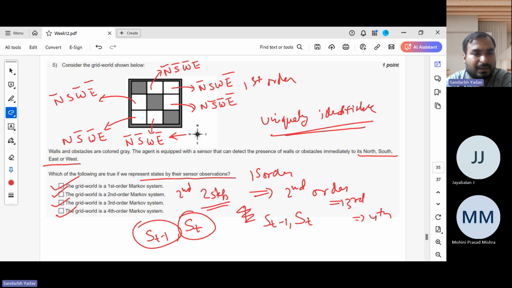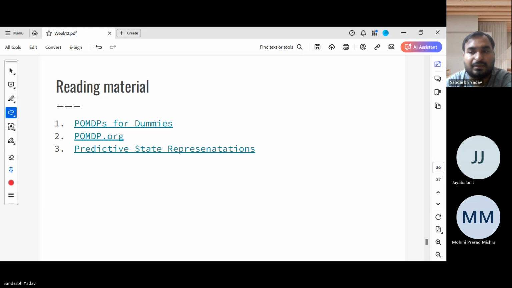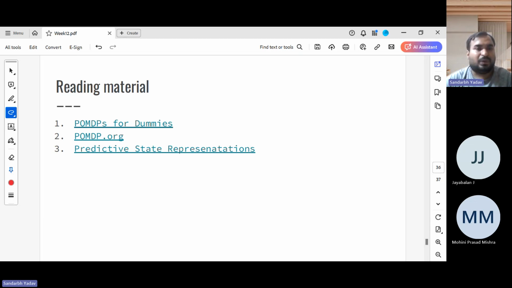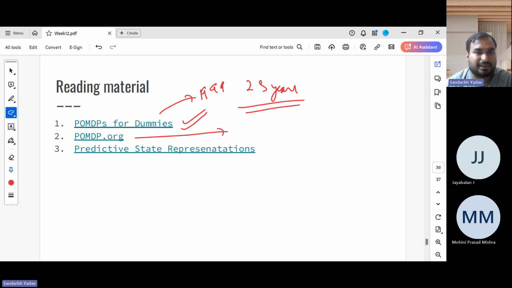So with this, I'll move to the reading material. There are three links which I have provided. This is the POMDP for dummies. It is an old blog from 1999, 25 years ago, but still it's one of the main blogs which people read. So you can refer to this. And this is slightly newer, but it's in C language. You can read POMDP.org. You can find tutorials and everything here also. Demos, code. So this is POMDP.org.